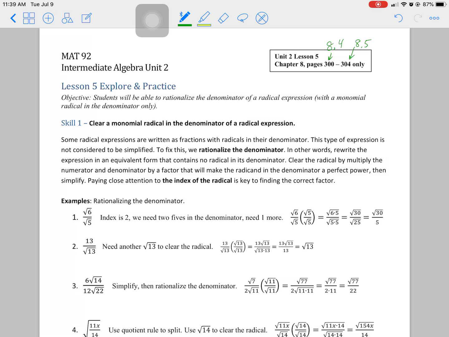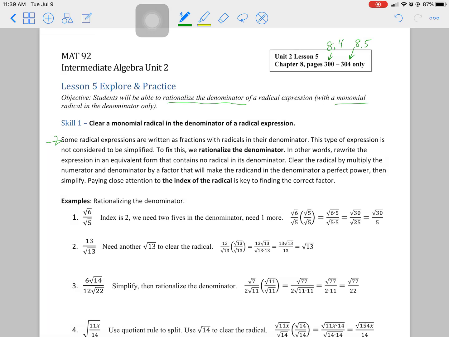So they actually start explaining that in 6.4, but we're going to put it in lesson 5 here. And all we're covering is the first little part of 8.5, not the rest of it. So this is all right here in one page. Students will be able to rationalize the denominator of a rational expression, only talking about the monomial radicals. So, monomial, one term polynomial, with variables.